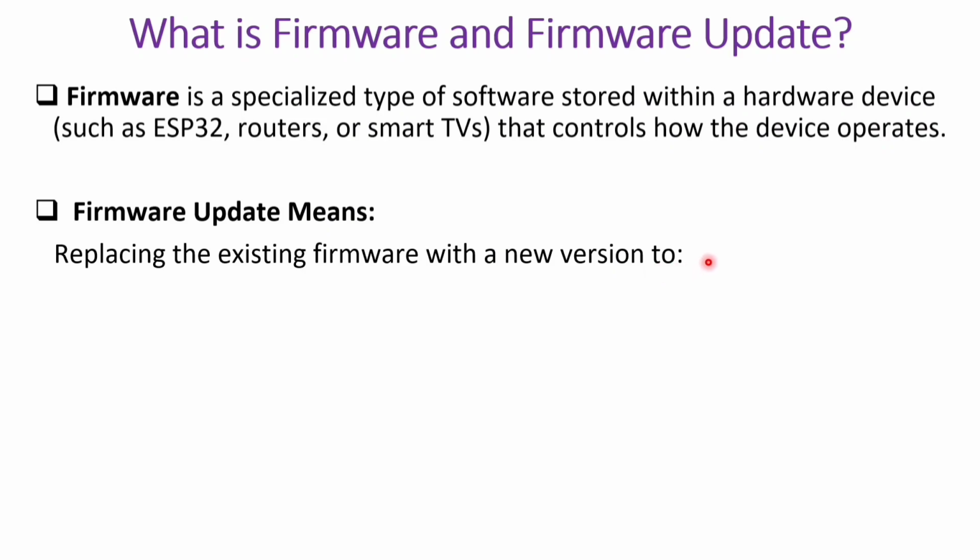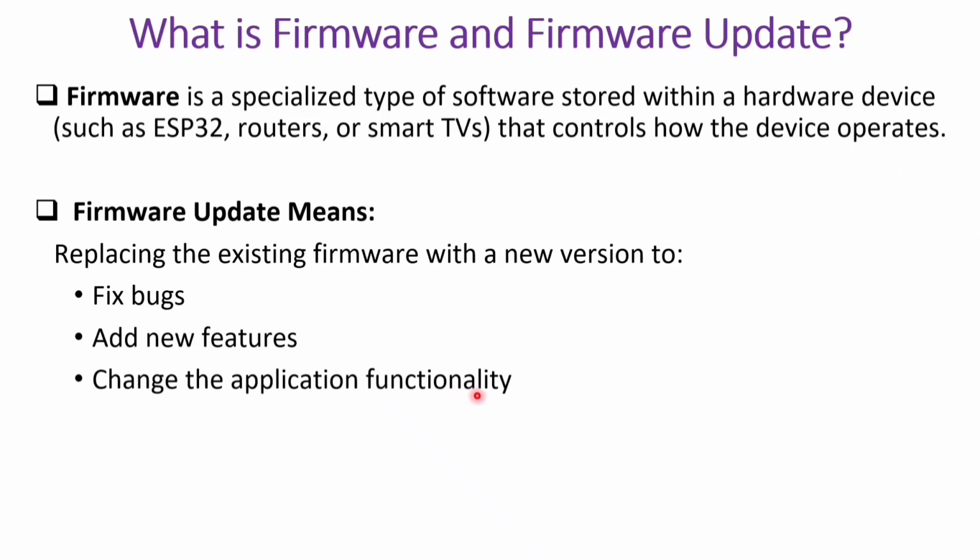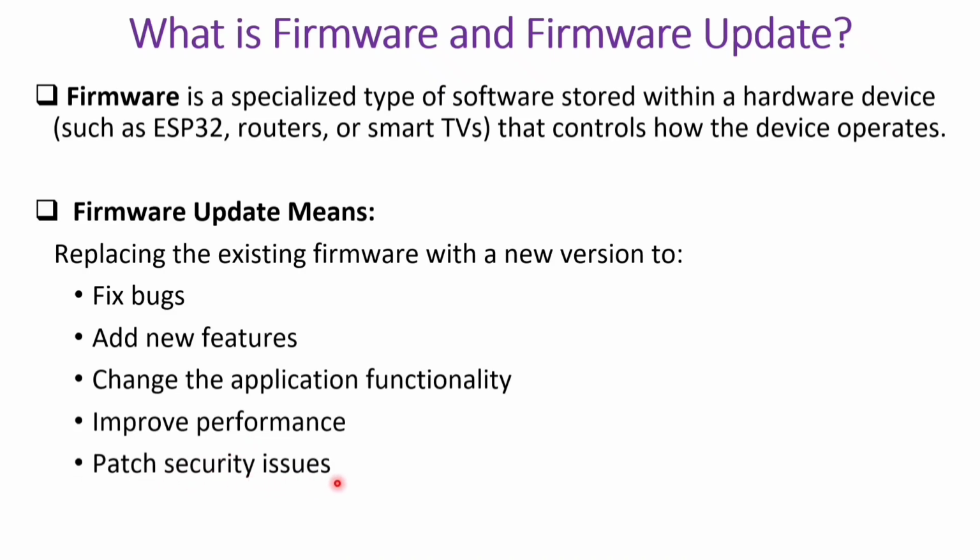Now that will bring some advantages. Due to this firmware update, we can fix bugs, we can add a new feature to the system, we can change the application functionality, and we can improve the overall performance. For example, if you want to optimize the code, if you want to optimize the overall system performance, or if you want to execute the code at a faster rate, you can do so with the help of a firmware update. You can also patch security issues. So by updating the firmware, these are the advantages we can get. So we are performing this firmware update process.